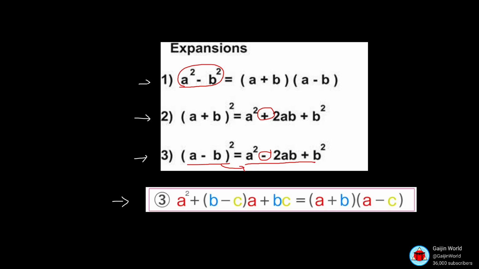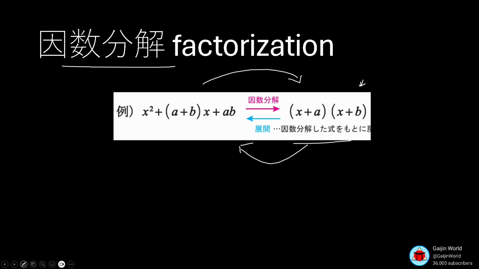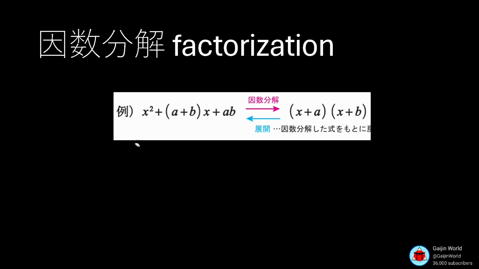Now I'm going to be talking about the reverse of that. It's called insu bunkai, or factorization. So what we've been doing is turning this into this. Insu bunkai is the complete opposite, like this. You're turning the formulas back into that. So now I'm going to show you how it works.